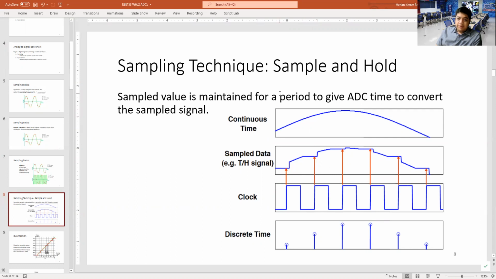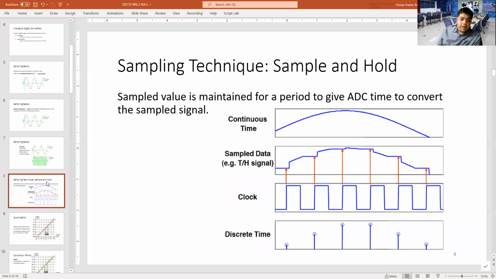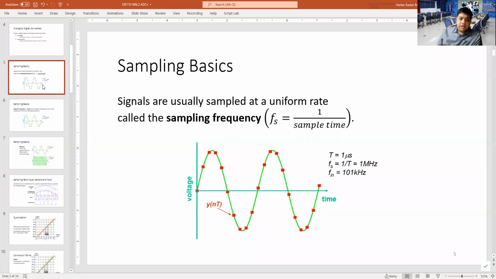Ayun, yun ang sample and hold. Hopefully ma-appreciate ito more later on. Ayun, yun lang naman for sampling. Usually, at a constant uniform rate tayo sa sampling frequency. There are cases na hindi, but those are for special applications.